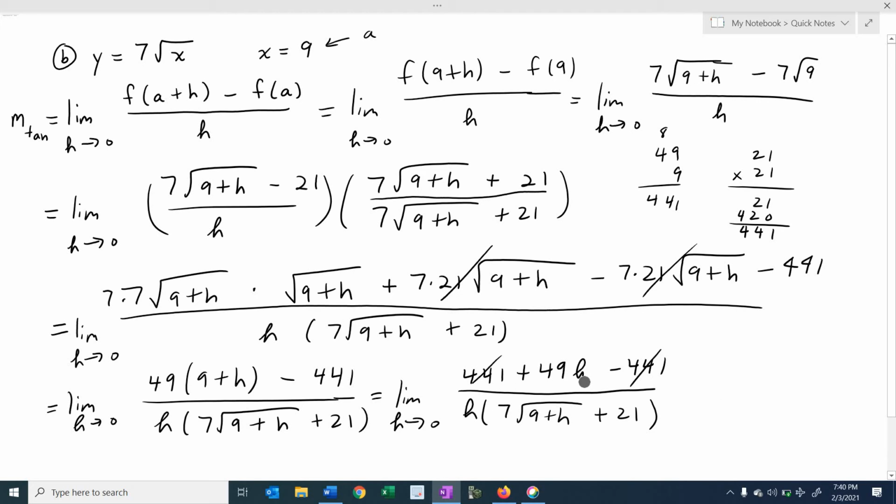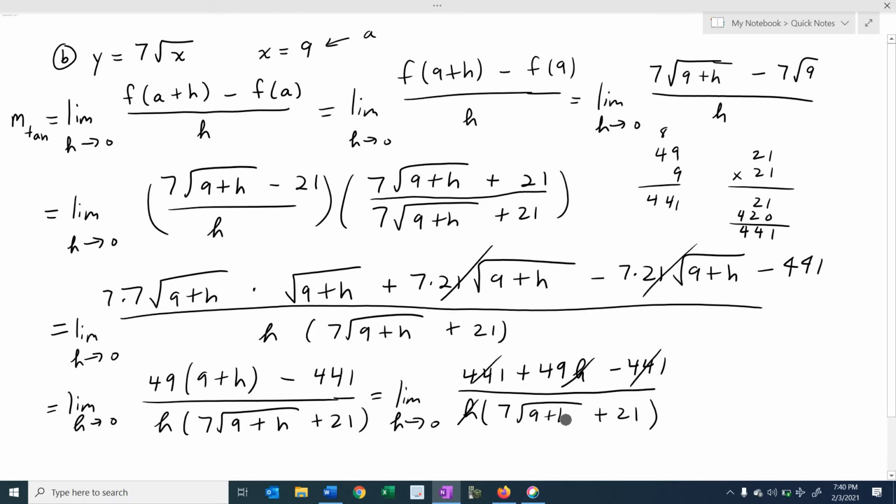And now notice that this h and this h are going to cancel out as well. So right now, if you were to use direct substitution to evaluate this limit, you would get 0 over 0, right, which is indeterminate. But since these h's cancel out, once you cancel those out, then when you try direct substitution to evaluate this limit, you actually get 49 on top.